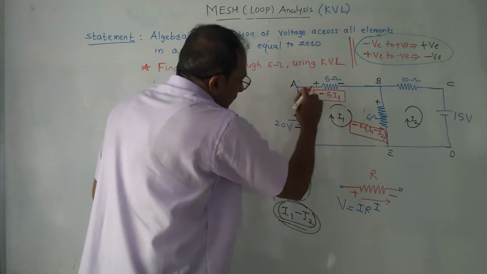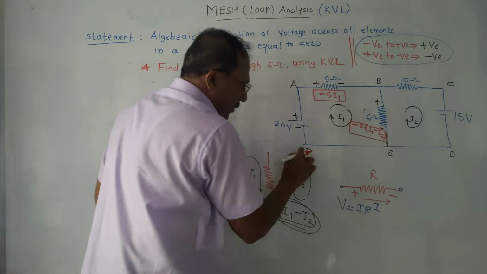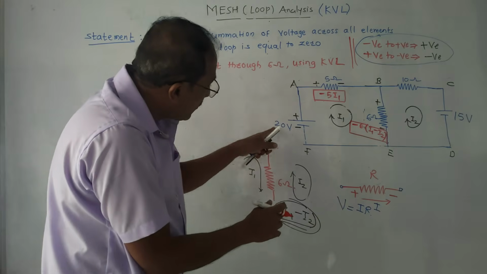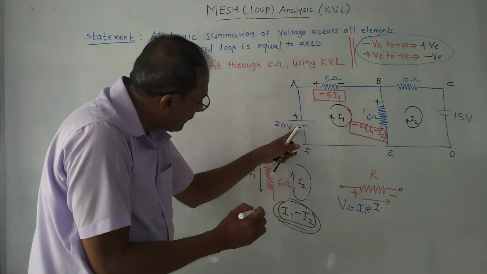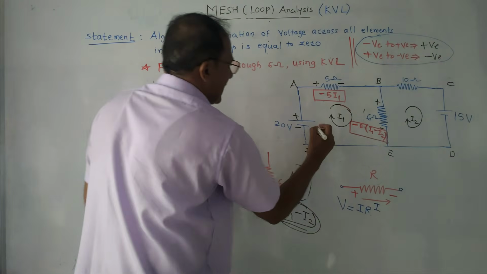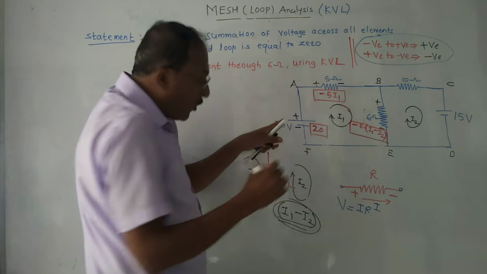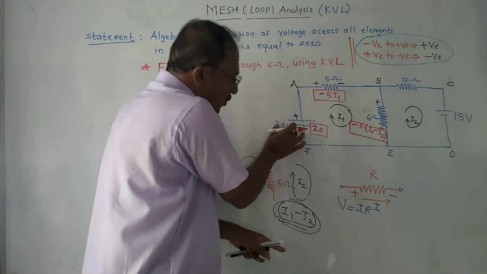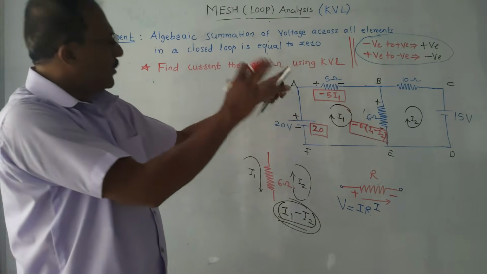Now, we are talking about loop 1. I have moved from A to B, then B to E. E to F, there is no element, so I don't have to write anything. F to A, there is a voltage source of 20 volts. I am following the same direction of I1, so I am moving from minus to plus. Minus to plus is a plus sign, so I will write its value as plus 20 volt. Since it is already a voltage source, I don't have to use V equals I into R. These are the values for loop 1.